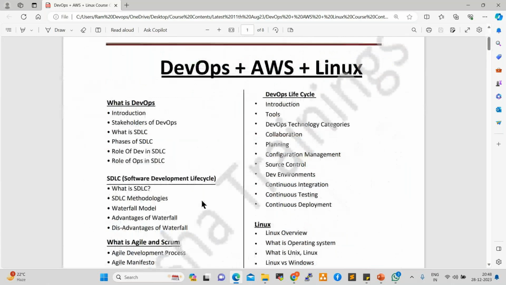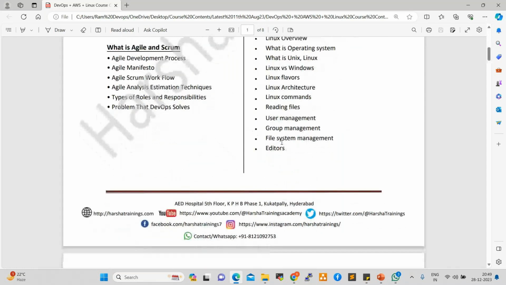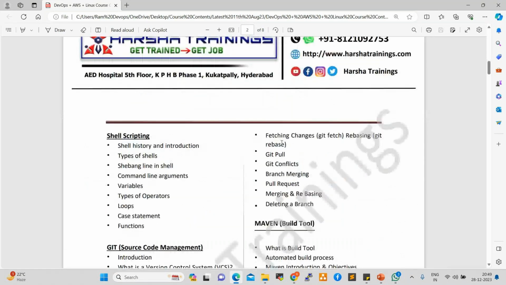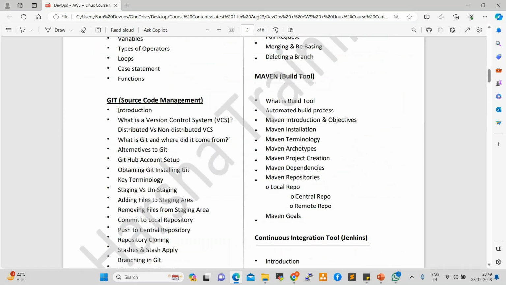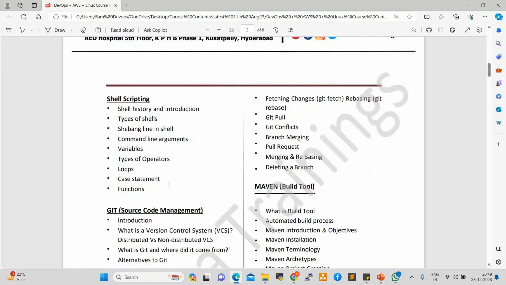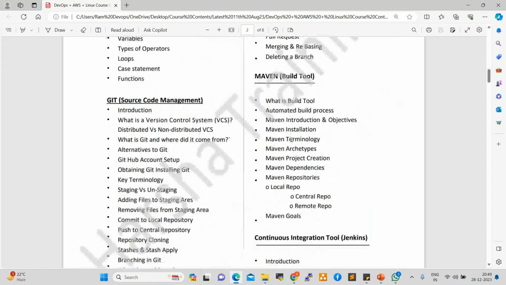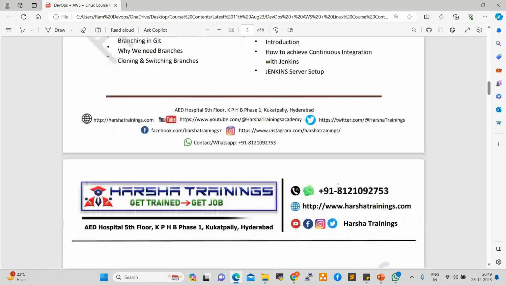So here, DevOps introduction. What is DevOps? And DevOps lifecycle, SDLC, software development lifecycle. What is Agile and Scrum? Linux modules will be covered like this. After that, shell scripting is also available, and Git. Git is a repository tool, source code management. This many modules will be covered in Git. Maven will be covered. And Jenkins, a continuous integration tool. These are the modules up to here.